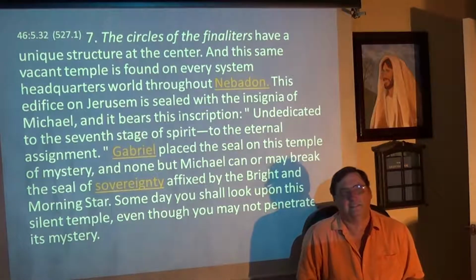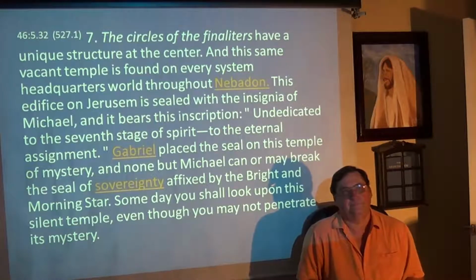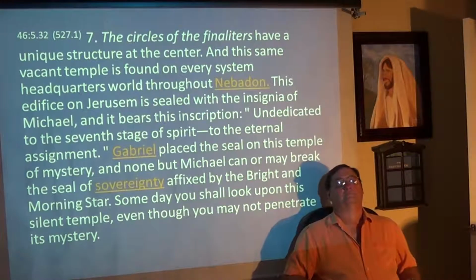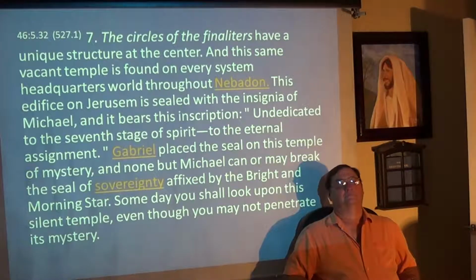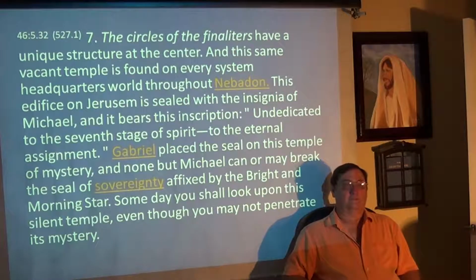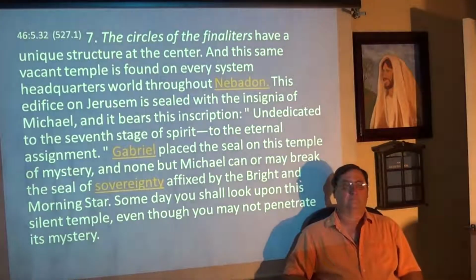Yes. Seven. The circles of the Finaliters have a unique structure at the center, and this same vacant temple is found on every system headquarters world throughout Nebadon. This edifice on Jerusalem is sealed with the insignia of Michael, and it bears the inscription, "Dedicated to the seventh stage of spirit, to the eternal assignment, finish." Gabriel placed the seal on the temple of mystery, and none but Michael can or may break the seal of sovereignty affixed by the Bright and Morning Star. Someday you shall look upon this silent temple, even though you may not penetrate its mystery.